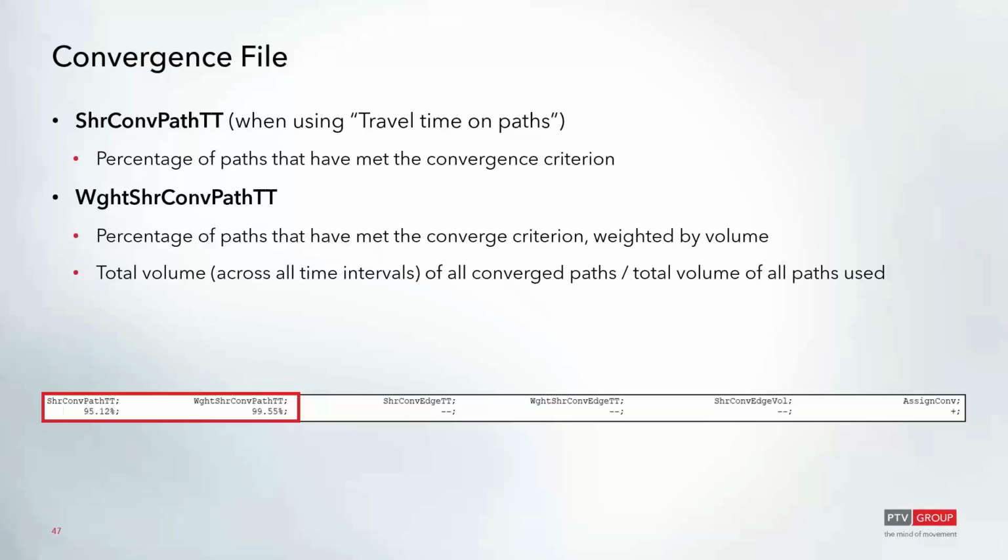So if you are using the criteria for the travel time along path, then you'll see these first two items deal with the travel time on path. Here you can see the percentage of paths that have met that overall convergence criteria. And then there's also a weighted option directly to the right. This looks at the percentage of paths that have met that criteria, but is weighted by the vehicle volume.